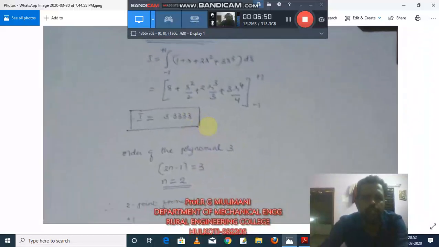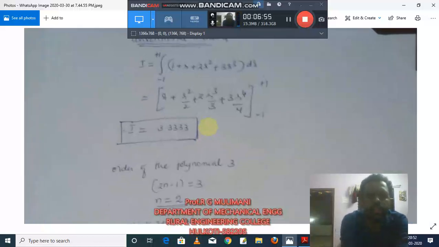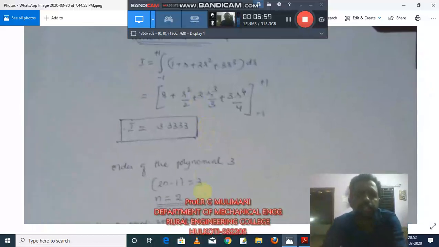Okay, I will take this formula now. You already know how to solve this equation by the conventional method. The function is 1 plus r plus 2r square plus 3r cube. What is the integration of 1 with respect to dr? That is r. Similarly, the integration of r is r square by 2, the integration of r square is 2r cube by 3, and the integration of r cube is r raised to 4 divided by 4.